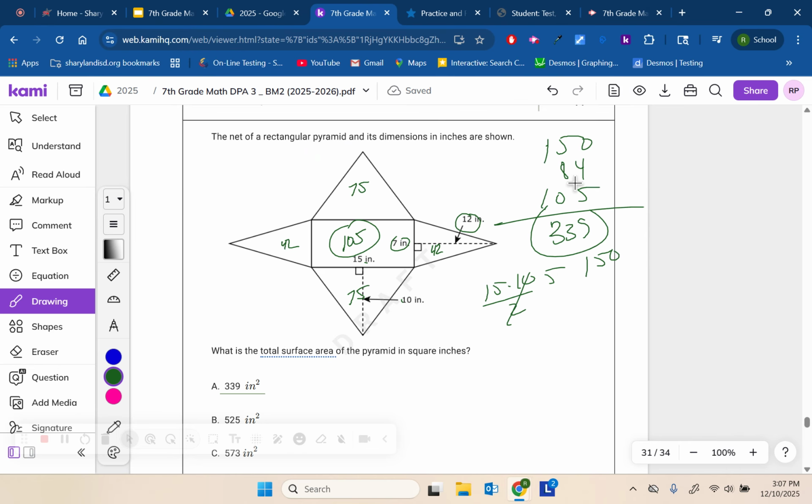It's 300 something. It's not going to get to anything else than that. So it's 339. That's my answer. Easy problem. Don't overthink it.